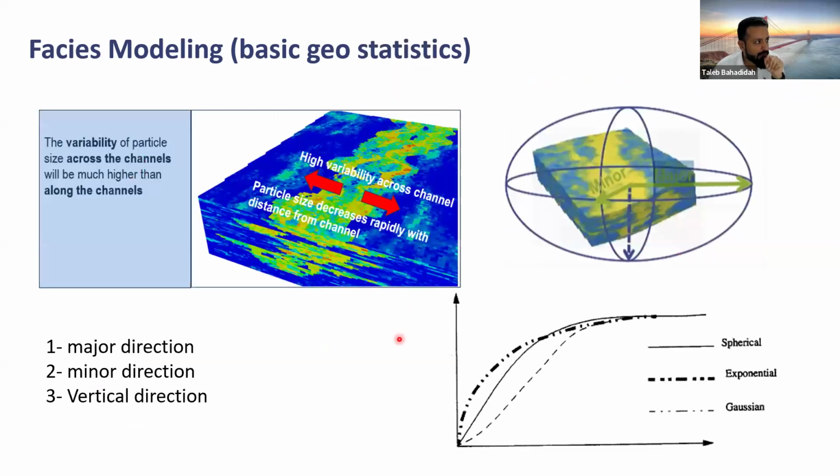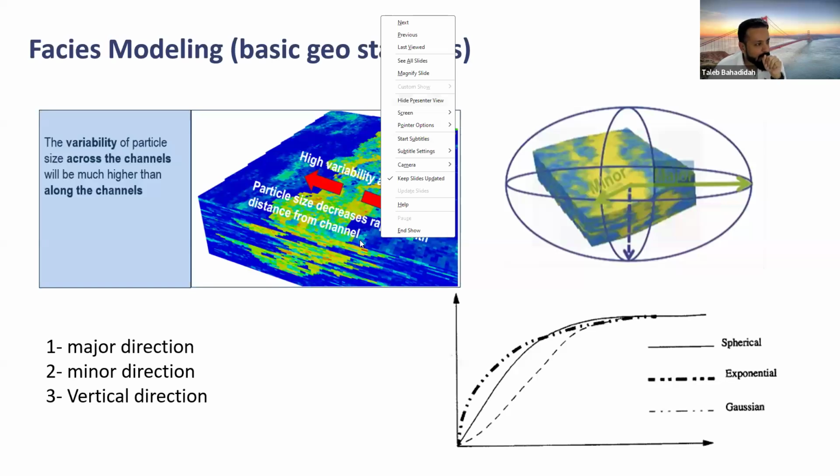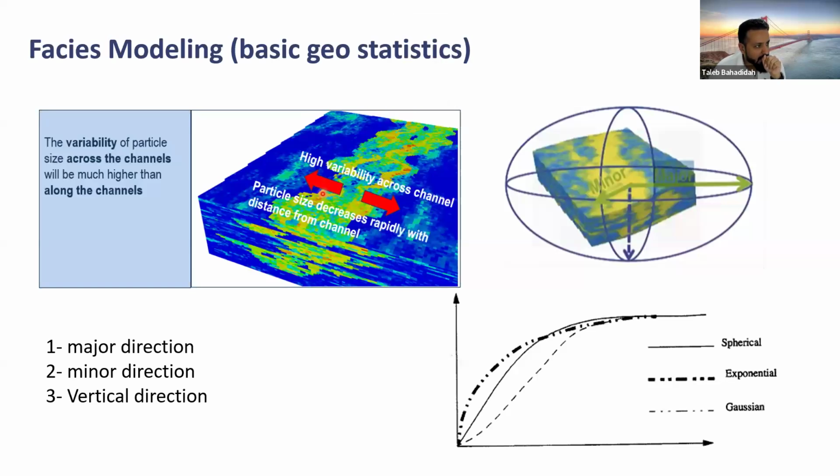For example, if we have a channel, and we have a big range, that means we have less variability. If we have a small range, like in this case, we have high variability. Why do we have high variability? Because we are starting from muddy facies, and then going to silty facies, and then to the channel sand, and then back again, and so on. So you have high variability here. And this is what we call the minor direction of your variogram.